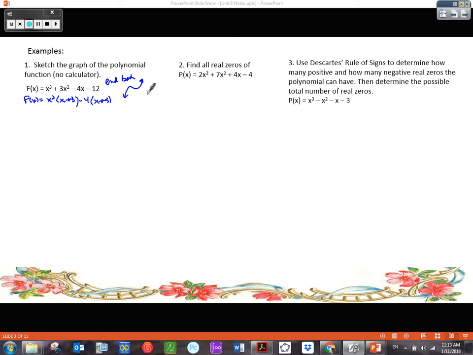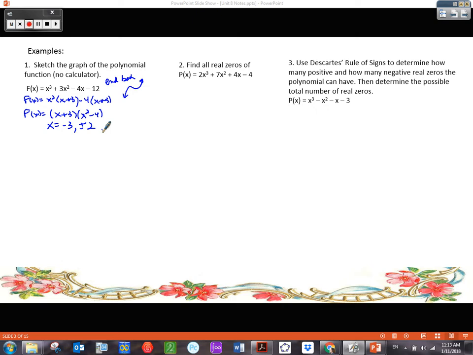Hopefully we remember how to factor by grouping. Then these two things are the same. These factors are the same. So I complete this by factoring the x plus 3 out of both of these terms. And I'm left with x squared minus 4. And from here, I think we can see that we would have a zero of negative 3 and of plus or minus 2. Okay, so we found our zeros.